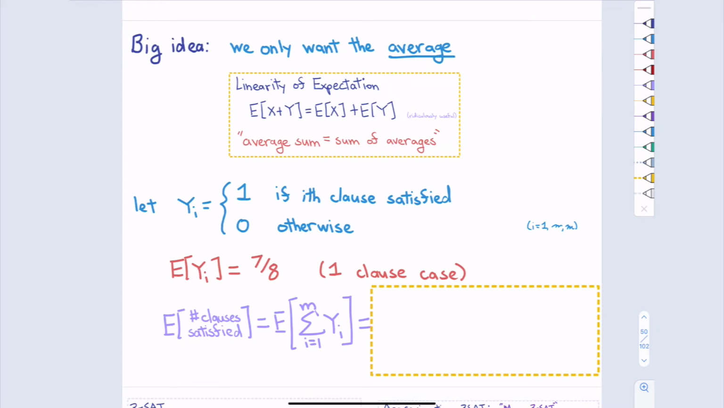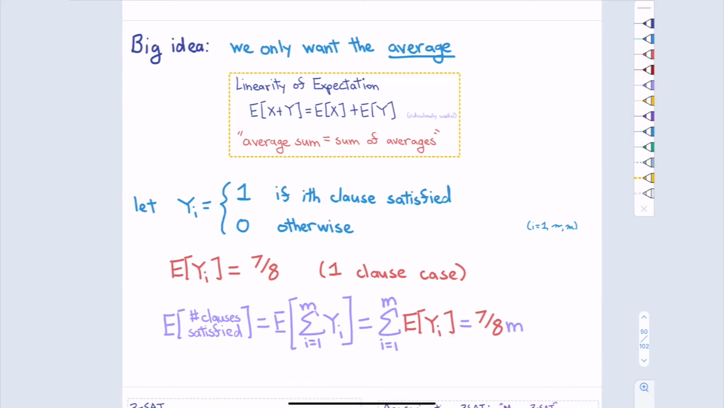Split them. Using, what's the buzzword? Linearity of expectation. The fact that I'm only worrying about the average means I can now look at the sum of the individual averages. And one of these is quite easy to analyze. So we get 7/8 times m.